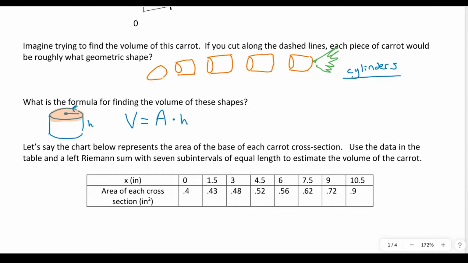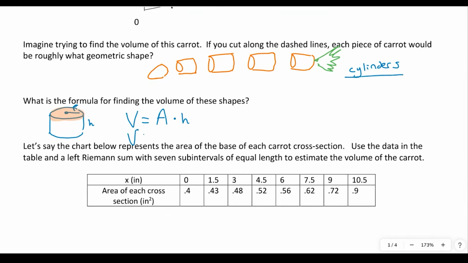Now, the formula for area of a circle is pi r squared, right? We know that, pi r squared. And that's basically how you find the volume of a cylinder.